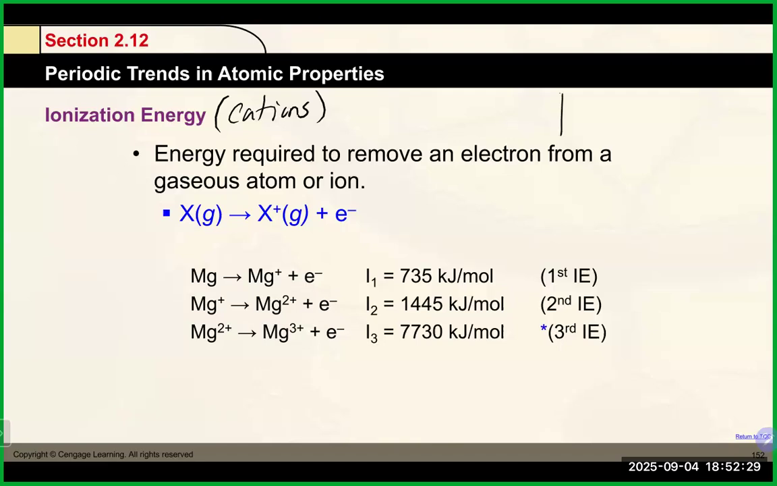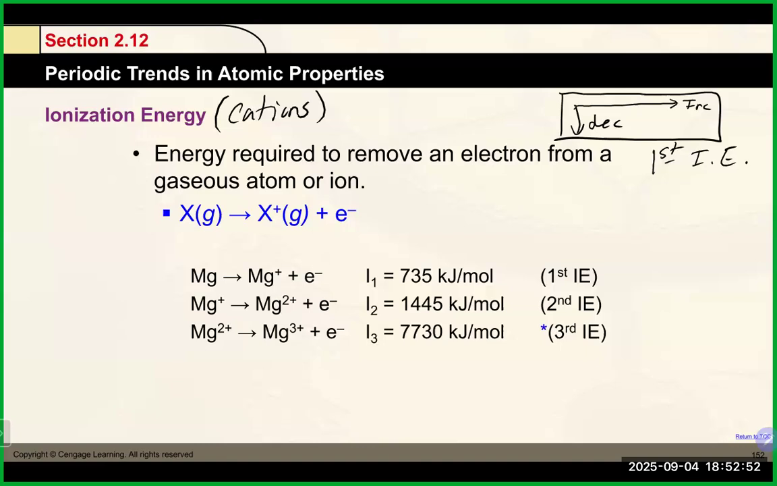In general, the trend for the first ionization energy is that it increases as you go up and to the right and decreases as you go down. By the way, electrons actually come off one at a time. They do not drop off all at the same time.